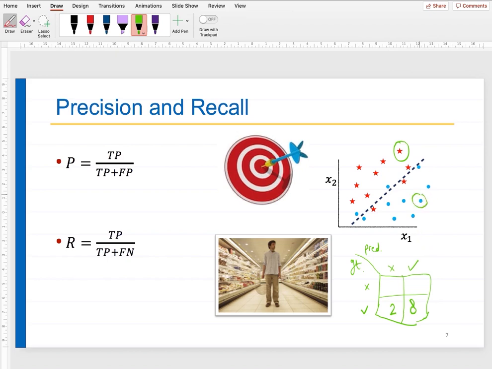This point is ground truth is not a rose. Prediction is not a rose. Where will it go? Here. How many such points are there? 8. Okay, and what about this point? The ground truth is not a rose. Prediction is yes, a rose. So, 2 here. So, what is the precision? 2 by 10. What is recall?